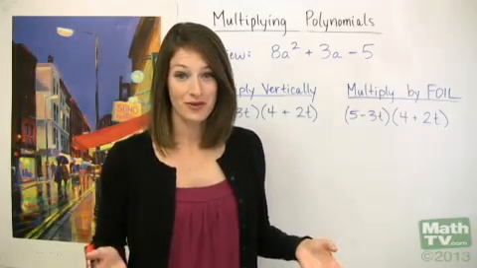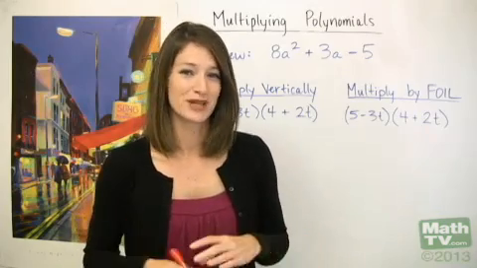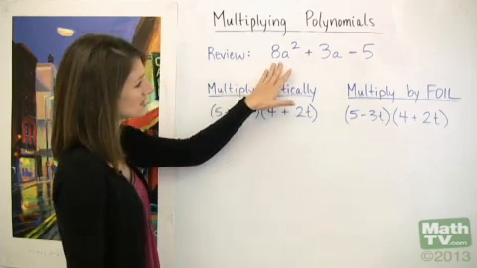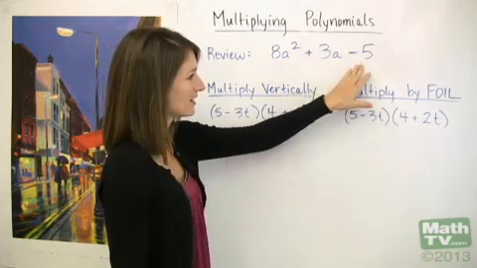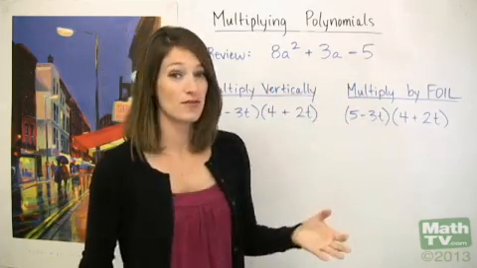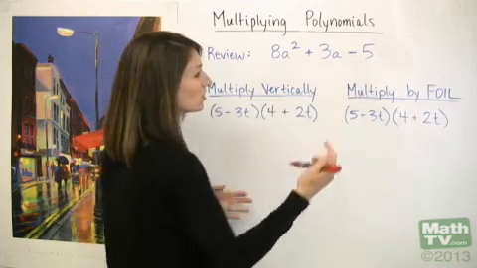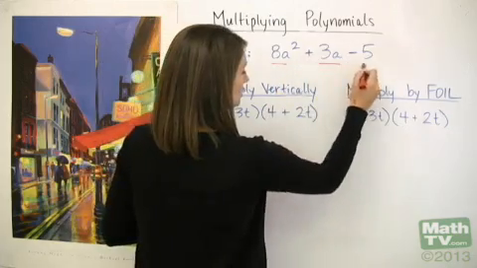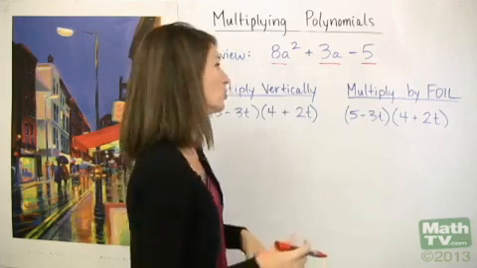Now that you've become familiar with addition and subtraction of polynomials, let's discuss multiplication of polynomials. But first, a quick review. Consider this example, 8a squared plus 3a minus 5. This is an example of a polynomial, in which case it has 3 terms, and we can call it a trinomial. So each term here, finding the sum of all the terms, that's what a polynomial is.